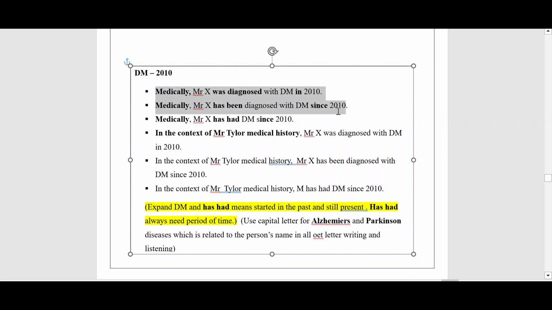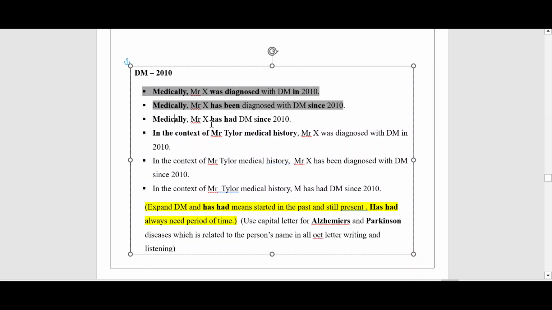Otherwise, you can mention either one in your letter writing. It doesn't matter at all, it doesn't change anything. If there is mentioned DM 2010, you can choose any form for writing this sentence, and you can note it in your letter. And these are different, okay, and this also is similar, okay.